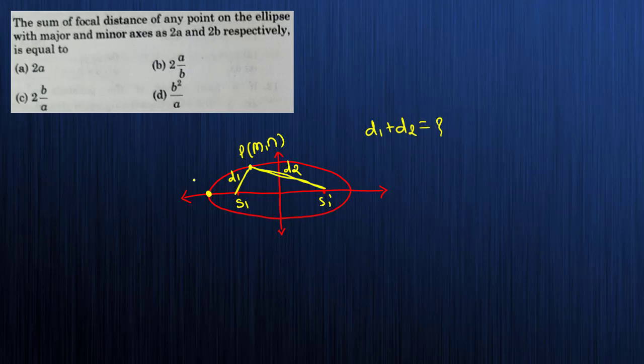It is the point P, the same point I am taking. Now focal distances become what? See, you have this point, and this is one focal distance, and you will be having another focal distance. This is the other focal distance you will be having. Yes or no? So this is d1 and this is d2.